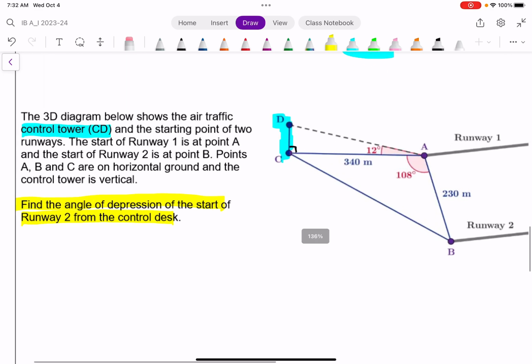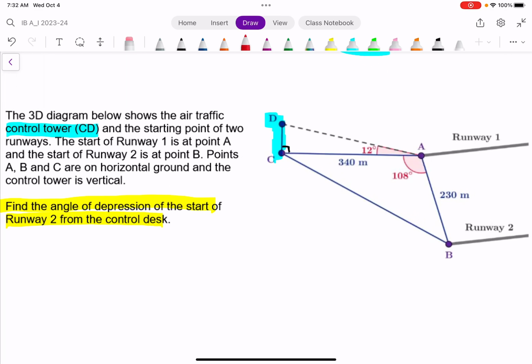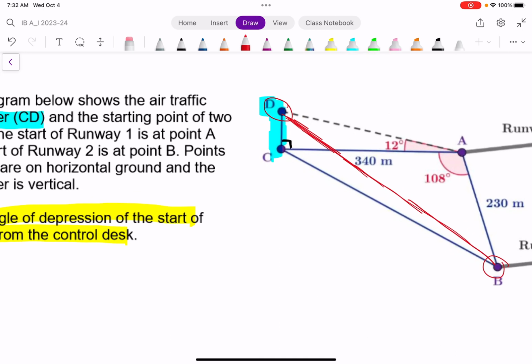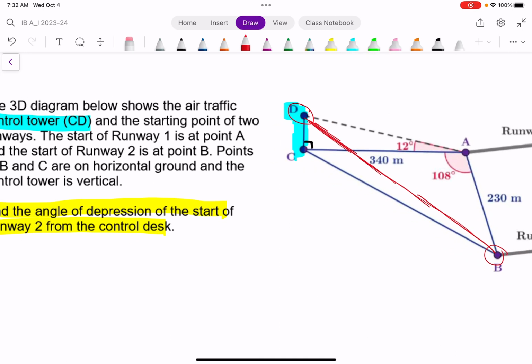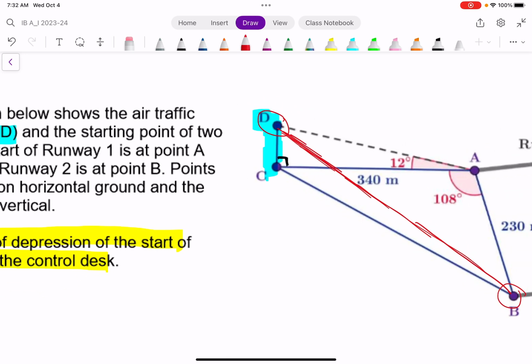So what does that mean first? Let me do my best to draw it on here. So here's the control desk up here, and here's the start of runway 2. We want to imagine a straight line connecting these two. And the angle of depression from the control desk means we're looking from the control desk down. So I'll do my best to zoom in on here. This would be the horizontal looking straight out from the control desk. So we're looking for this angle right here. That's what we're trying to figure out.